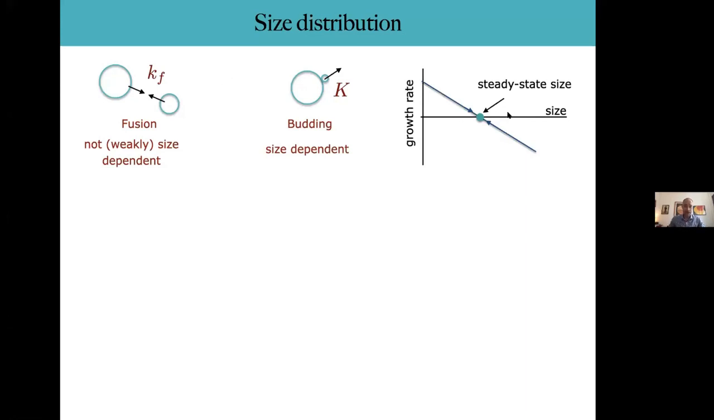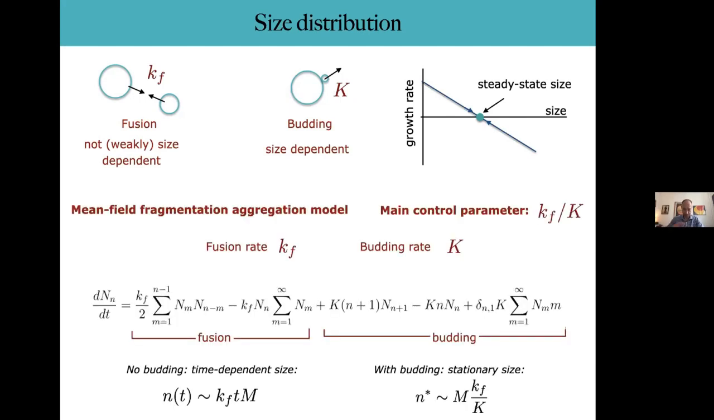So in this case, you could imagine having a steady state for a particular size, because at this size, the flux of growth coming from fusion would balance the flux of shrinkage coming from budding. And then you have to modify your Smoluchowski coagulation equation. So you still have the fusion terms, which are the same as before, but then you also have to break up.